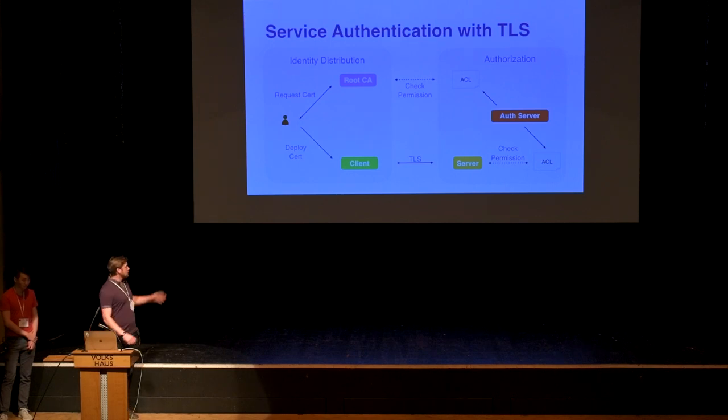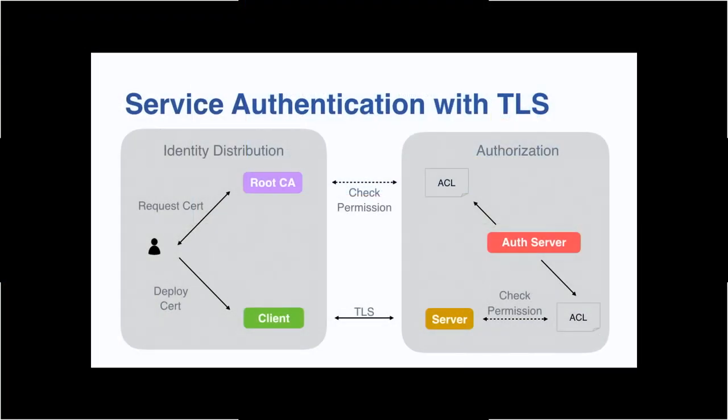Note that the ACLs here are all coming from the authorization service, which is distributing them. The certificate that the client receives will have the client's name in an extension field. We use an extension field instead of the common name because we want to put a lot of identities in there, and there's actually a limit to the size that we can use. So once the certificate has been deployed to the job, it can be used for TLS connections that the client can negotiate with this service.